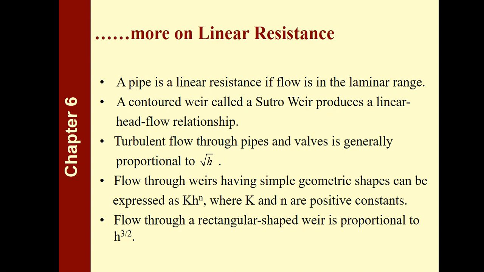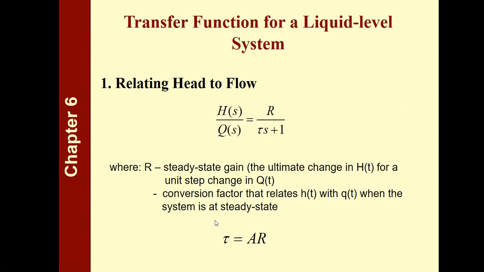Your Q sub O is only linear when the problem states that it is linear. If the problem gives you a Q sub O relationship wherein the H has an exponent other than 1, you cannot go on with the derivation that was illustrated a while ago. You have to first do linearization, then derive the transfer function. That is in terms of our liquid level system.